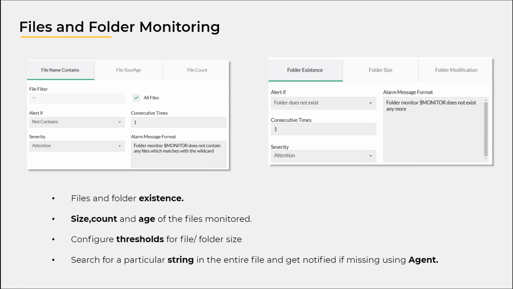We also have an option to search for a particular string in the entire file, and get notified if it is missing or if it is present. A classic scenario would be the wrapper file when it comes to OpManager logs. It is important that the wrapper log and stderr logs are monitored, where if you find words like critical, exception or down in this particular notepad file, you can be alerted.